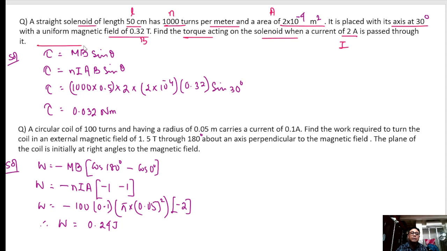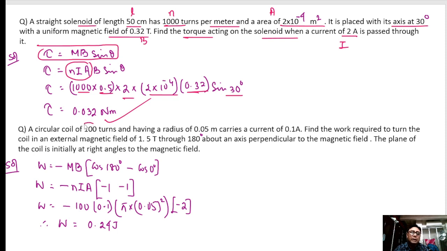So this is the formula of the torque. M is NIA. All the N given. N is 1000 turns per meter. So what is the total length? Total length is 50 centimeter, means 0.5 meter. So on 0.5 meter there are these many turns, N. This is I, this is A, pi r square. This is the B, and this is sine 30. So this is the torque acting on the solenoid.